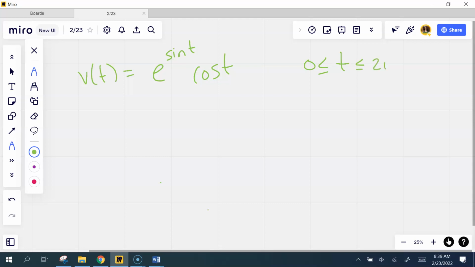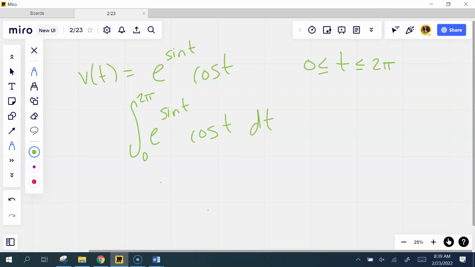Less than or equal to 2 pi. So you don't need part A or part B. Find the total distance traveled by the particle. So since this is velocity, I want the integral from 0 to 2 pi of e, and this is a calculator problem.